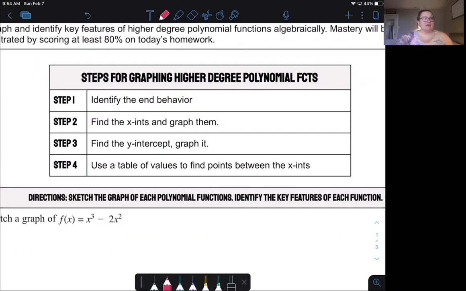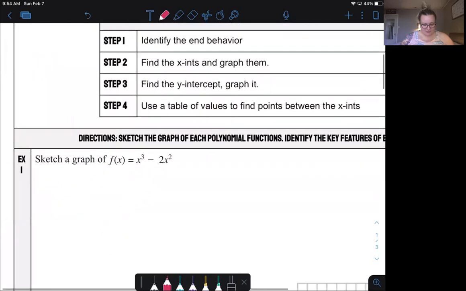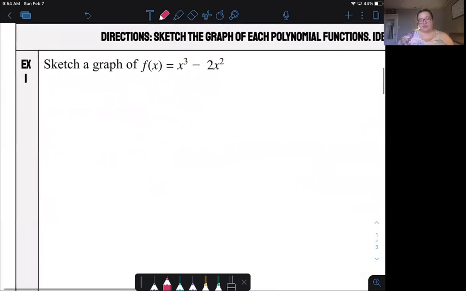So let's go ahead and dive right in to example 1. For example 1, we are going to sketch the graph of f of x equals x cubed minus 2x squared. So the very first thing we want to do, step 1, is identify the end behavior.